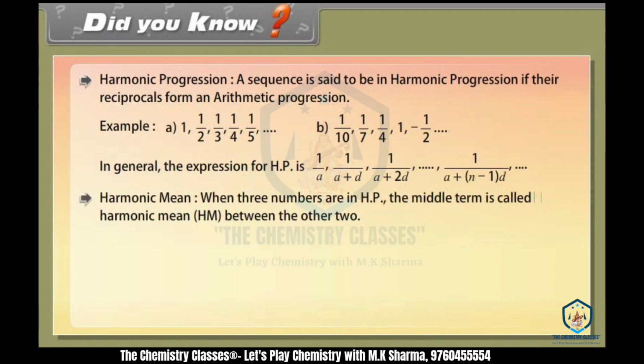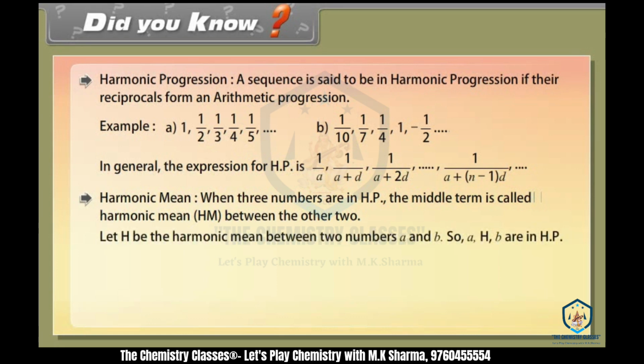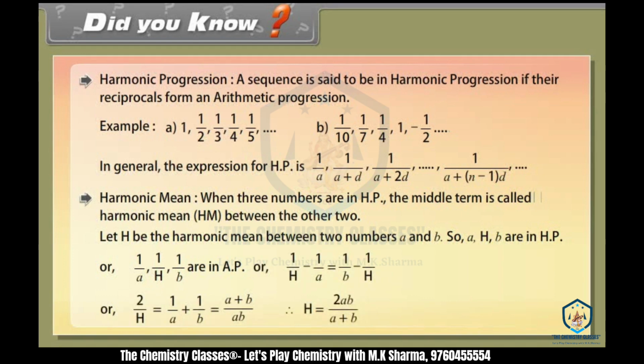Harmonic mean. When 3 numbers are in HP, the middle term is called harmonic mean between the other two. Let H be the harmonic mean between 2 numbers A and B. So, A, H, B are in HP, or 1 by A, 1 by H, 1 by B are in AP. Therefore, H is equal to 2AB divided by A plus B.